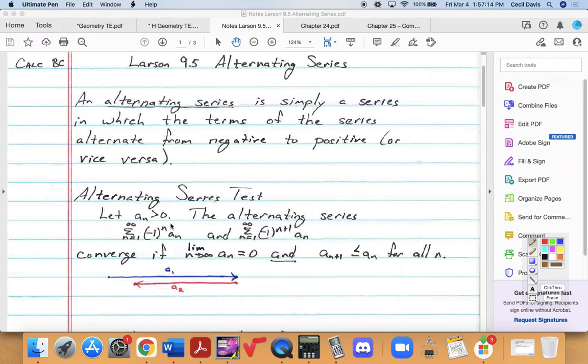a sub n needs to be positive all the time. And some people are like, wait a minute, I thought it was an alternating series. Okay, hold on. The a sub n is separate from the alternating part. So this part needs to always be positive so that it's just alternating, not like double alternating or something like that. Well, there are series like that where it's negative, negative, positive, positive, negative, negative, positive, positive. This doesn't work for that.